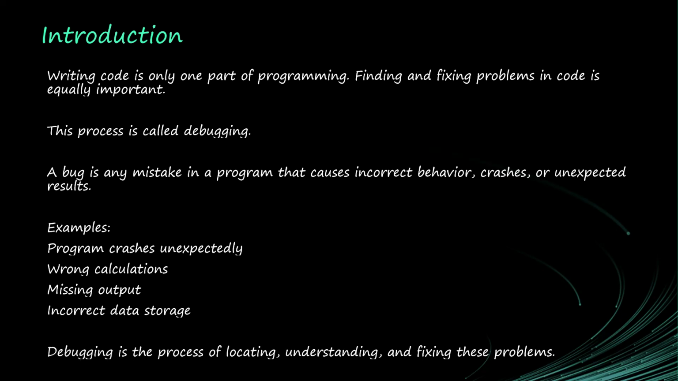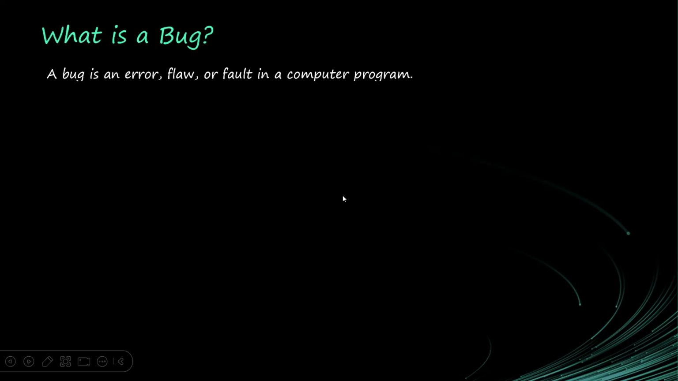So debugging is the process of locating, understanding, and fixing these problems. They will definitely be there. There is no programmer that does not debug. That is why debugging is a big thing. There must be errors. There will be bugs. You are not perfect. You're a human being. So what is a bug? A bug is an error. A bug is a flaw. A bug is a fault in a computer program. If something is not working correctly, that's a bug. If there's an error, if there's a problem, that's a bug.